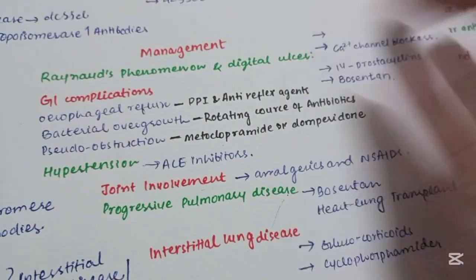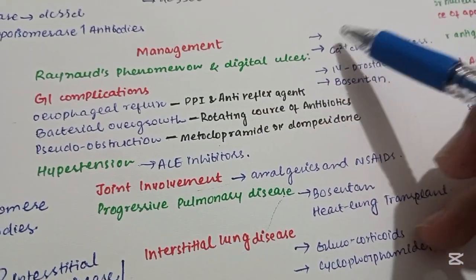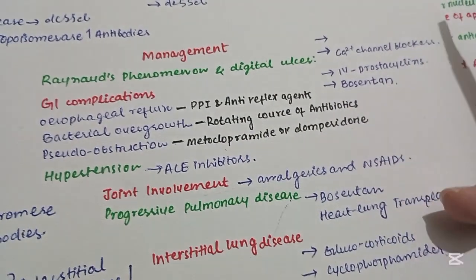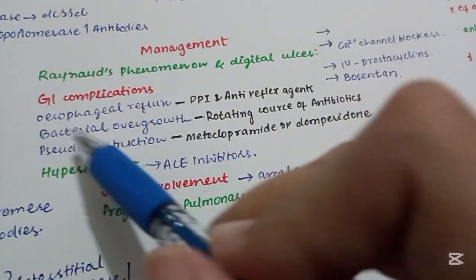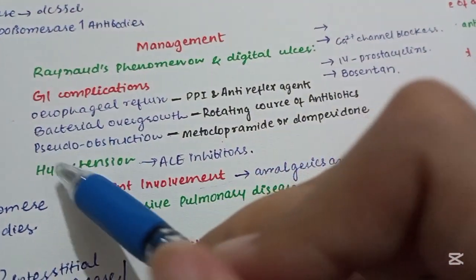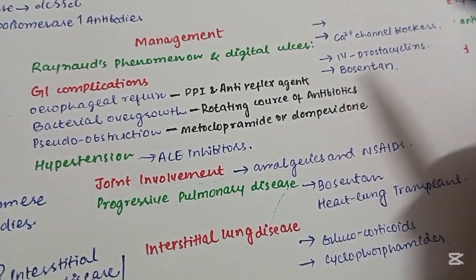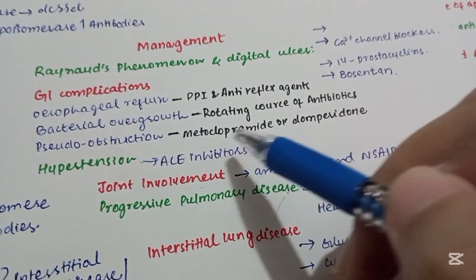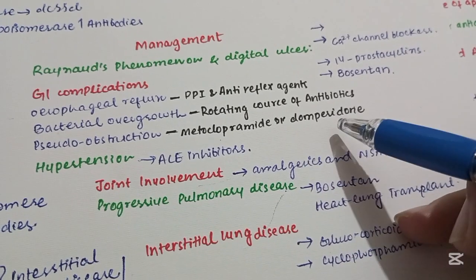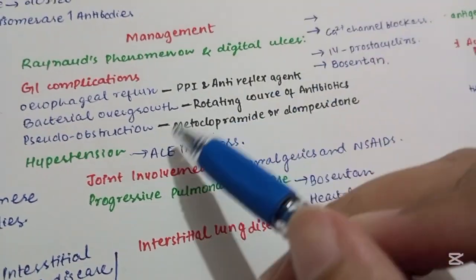Now management, very important. For management of Raynaud phenomenon and digital ulcer, calcium channel blockers are given, and IV prostacyclins can be given. For GI complications, for esophageal reflux, proton pump inhibitors and anti-reflux agents can be given. For bacterial overgrowth, a rotating course of antibiotics is done. For pseudo-obstruction, metoclopramide and domperidone can be given. For hypertension, ACE inhibitors.